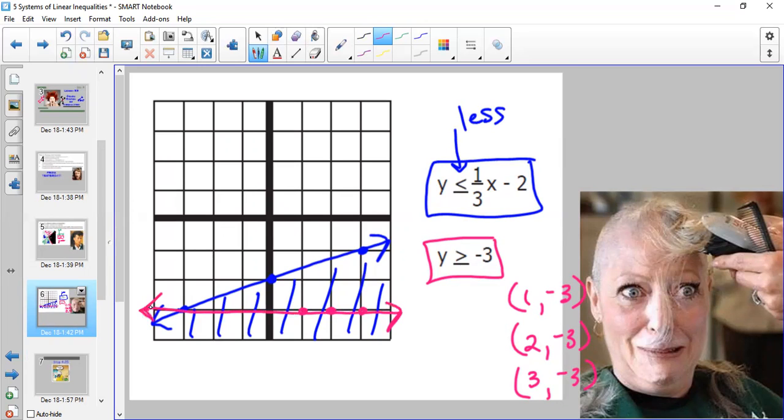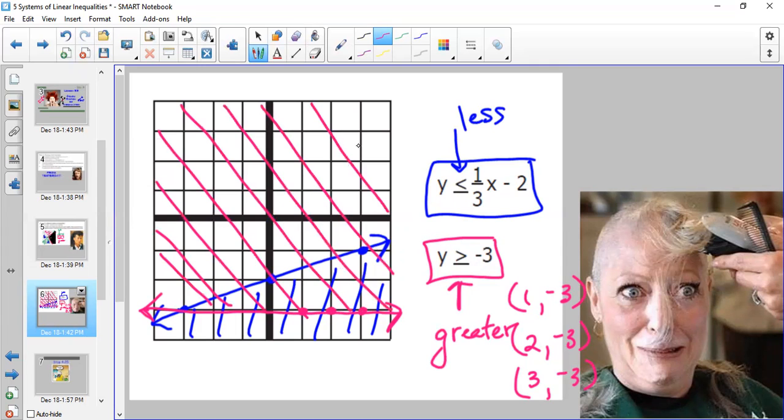All right, now how do I shade? Greater than symbol, you think shade up. So I'm going to shade everywhere above that pink line. And our solution, again, is where the two overlap, where the blue overlaps the pink, and it would be in just this little triangle area. That would be where my solution is.